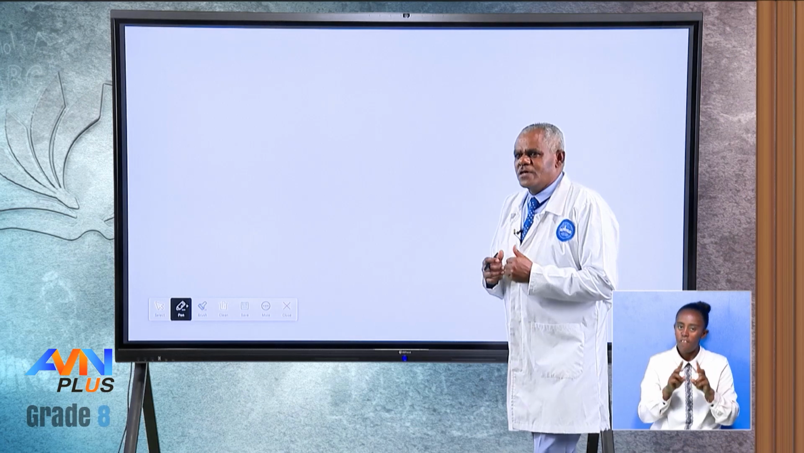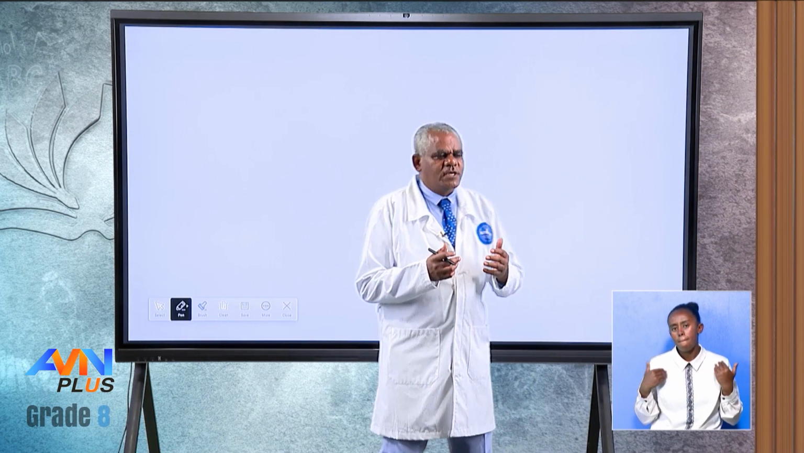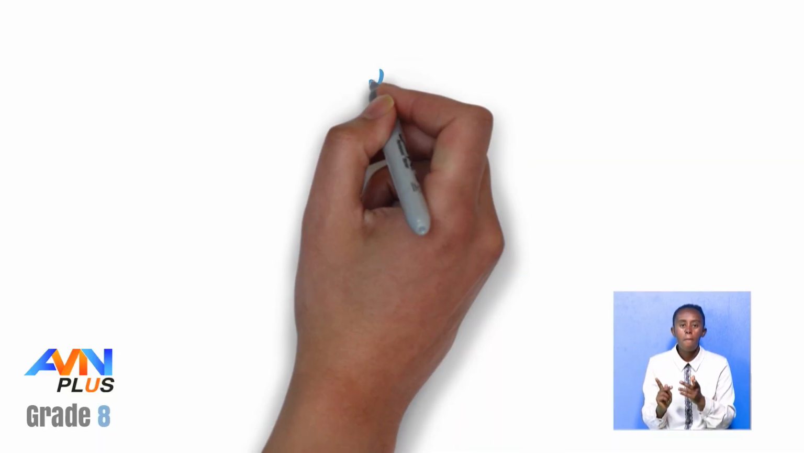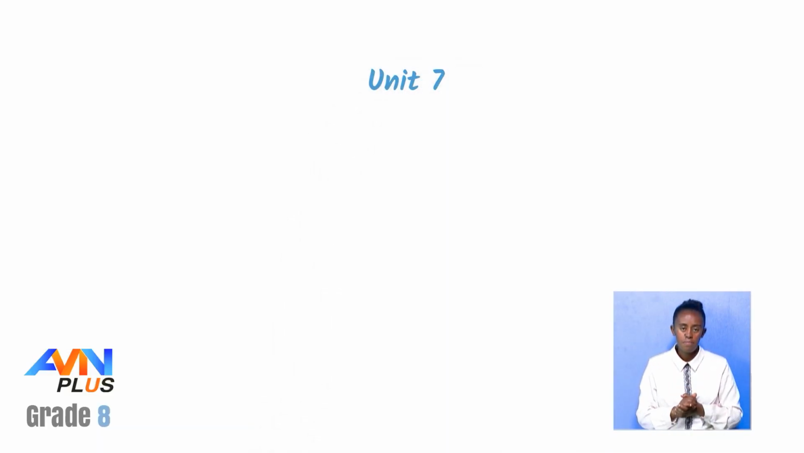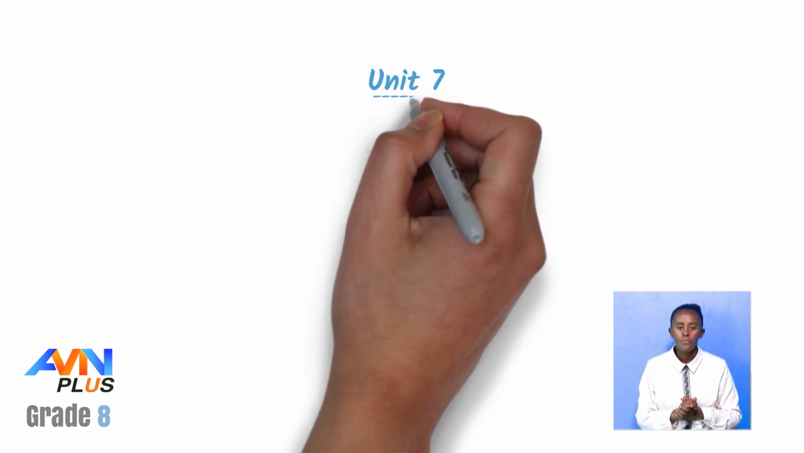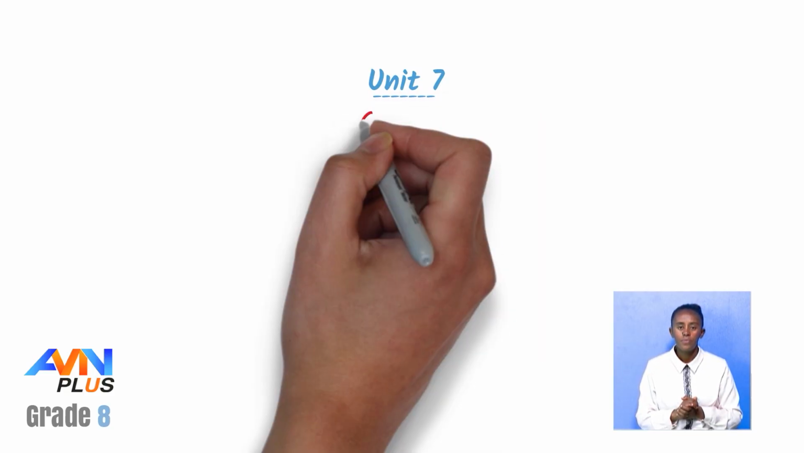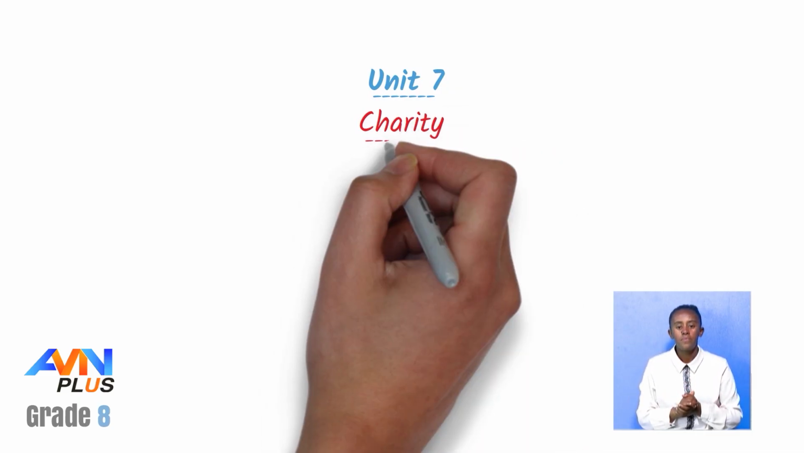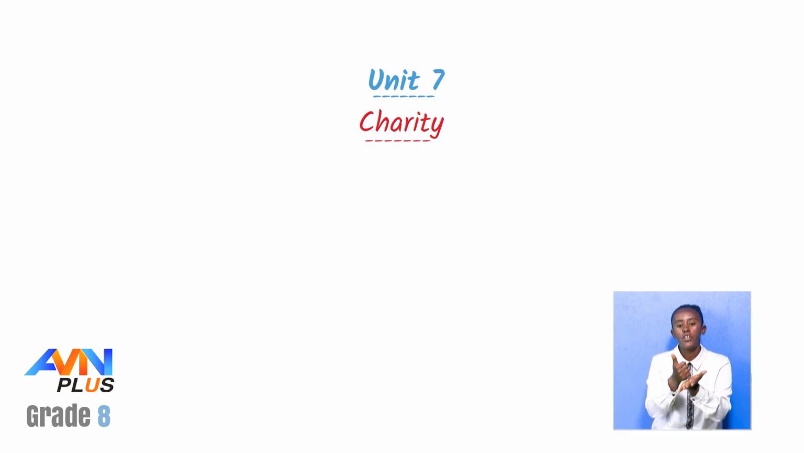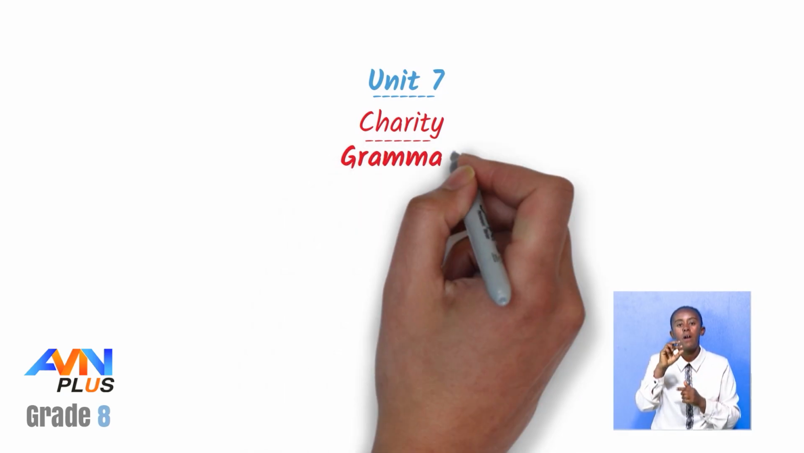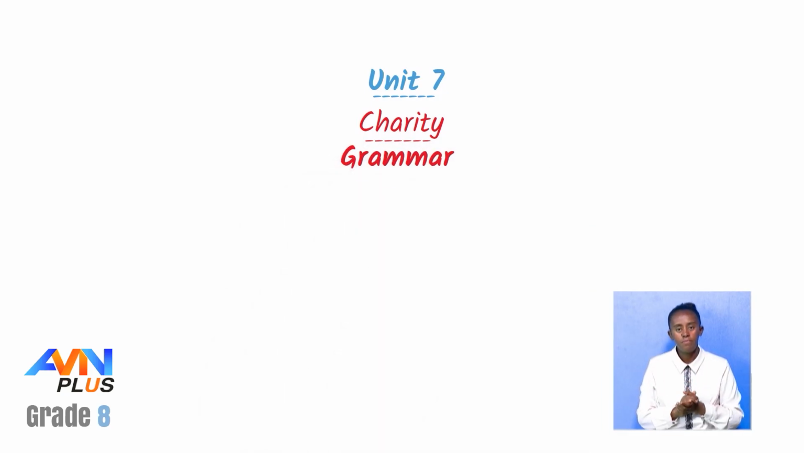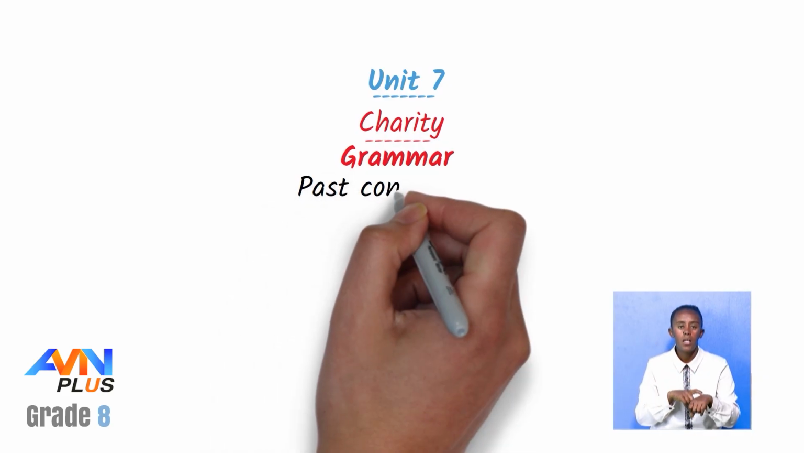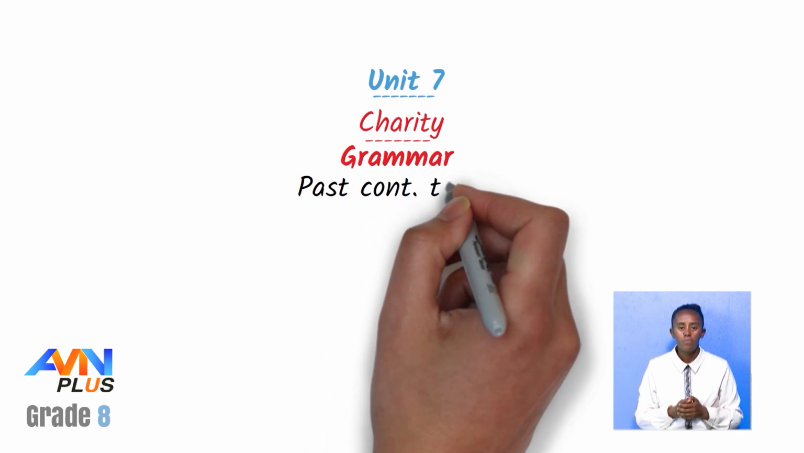Interesting, very nice. So I'm happy to come to today's lesson topic. That is a part of Unit 7, Past Continuous Tense. Unit 7, you remember, is charity. The topic is charity. This is a part of grammar, the grammar part: past continuous tense.